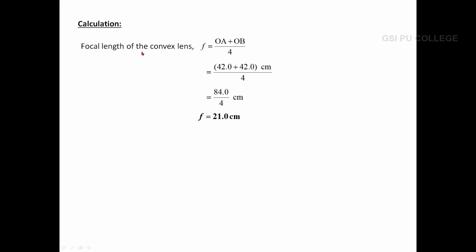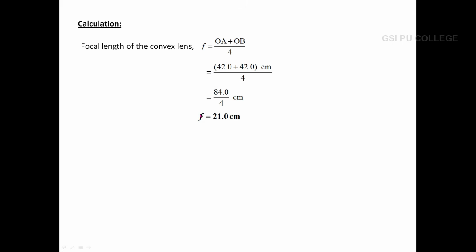This is the calculation. Focal length of the convex lens, F is equal to OA plus OB by 4. As I told you, OA is equal to 2F, OB is also 2F. So totally it becomes 4F. So if I divide it by 4, we'll get the focal length. We know that the length OA is 42 centimeter. The length OB is also 42 centimeter. So 42 plus 42 centimeter. If I add these two, we'll get 84 centimeter. 84 divided by 4 is equal to 21 centimeter. Therefore, the focal length of a given lens is 21.0 centimeter. This is the value we got.